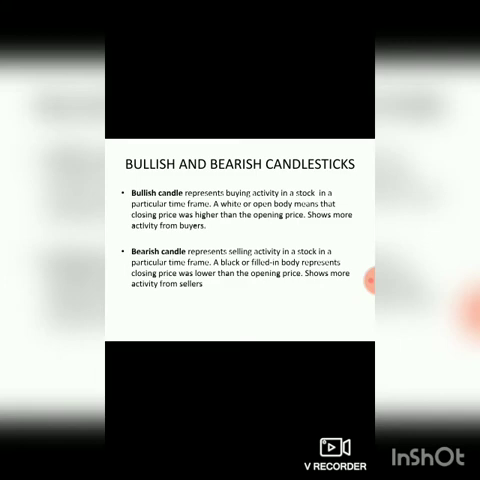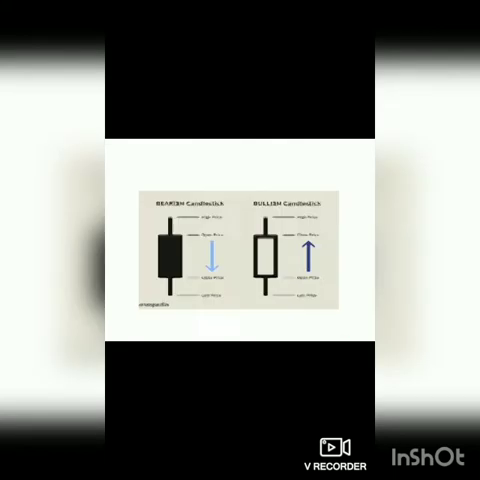A white or open body means that the closing price was higher than the opening price, which shows more activity from buyers. Next are bearish candlesticks, which represent selling activity in a stock in a particular time frame. A black or filled-in body means the closing price was lower than the opening price, which shows more activity from the sellers. This black candlestick is the bearish candlestick, and in this type the closing price is less than the opening price.